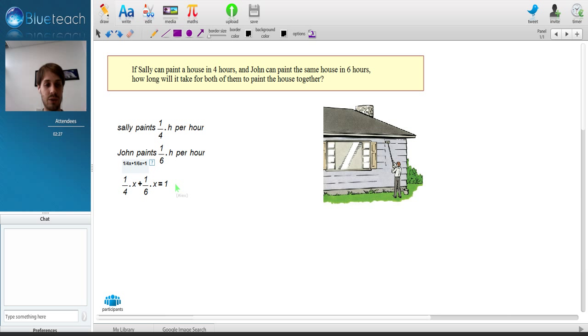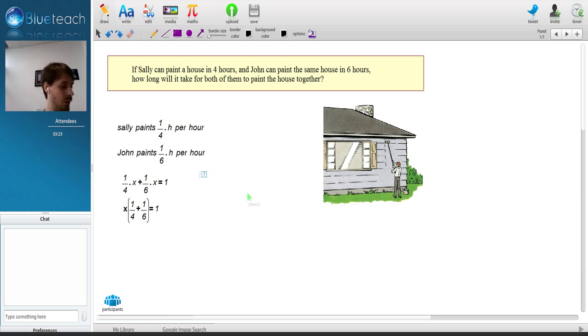Now we just have to solve this equation. I'll do this in short steps, right? I'll put x in factor. So it's x times (1/4 plus 1/6) is equal to 1. Okay, I'll just continue typing to the right. So 1/4 plus 1/6.